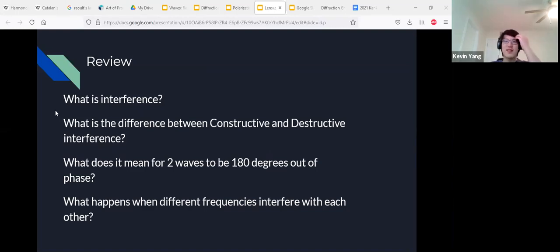Okay. Next, what does it mean for two waves to be 180 degrees out of phase? I didn't exactly mention degree measures. It's fine if you guys don't get this, but props to you if you can understand what this degree measure thing for phases is.